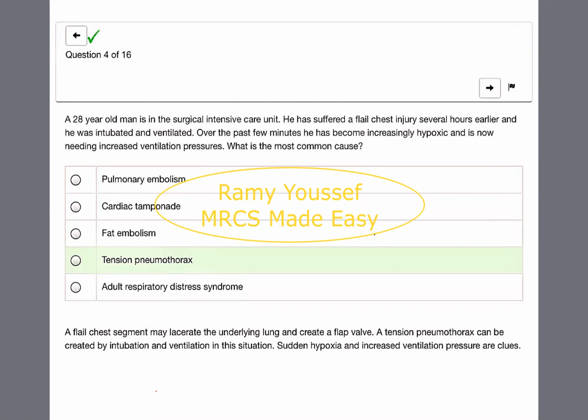But here it is talking about trauma. So you should point your attention to what is related to trauma. Tension pneumothorax, and fat embolism if the patient mentioned a long bone fracture. He would give you difficult breathing, dyspnea. But the only two scenarios mentioned here in trauma, where you need to increase your ventilation pressure, the answer is tension pneumothorax.